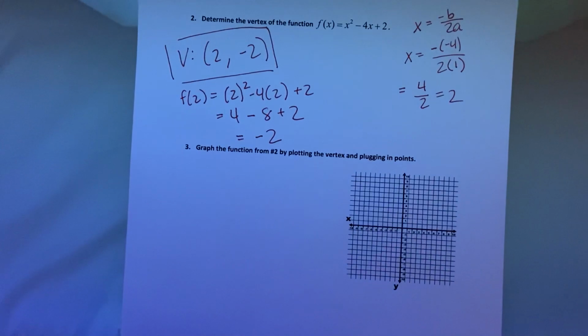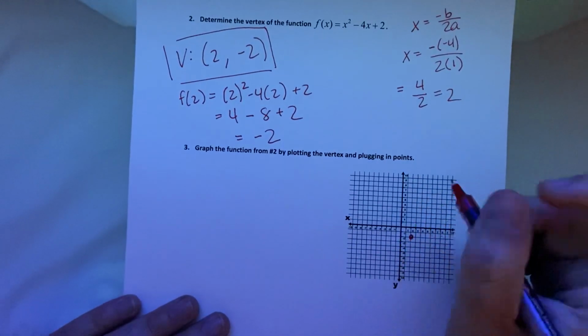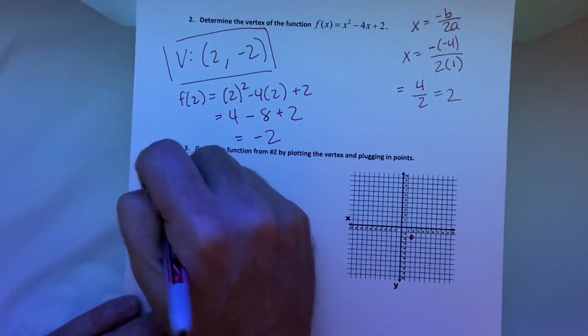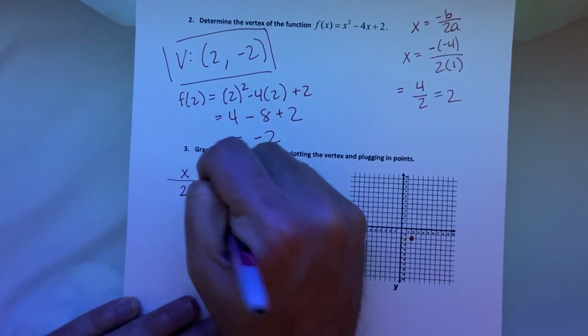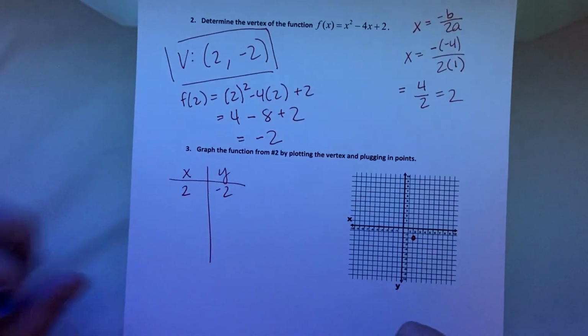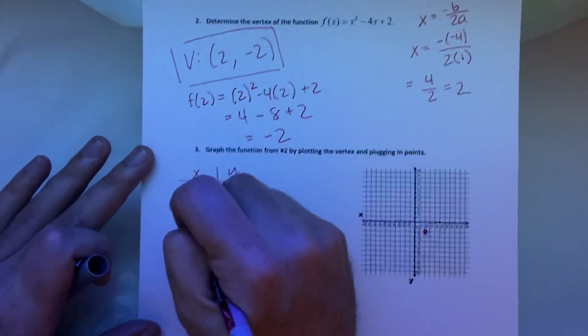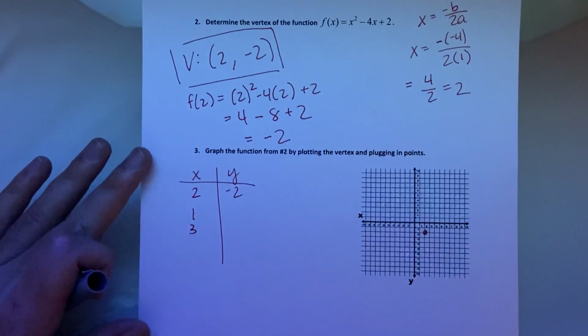It says graph the function from number 2 by plotting the vertex and plugging in points. So we know we have the point 2, negative 2. Because it's positive in front of the x squared, we know it's opening upward. But if we just want to plug in points, we can use symmetry to our advantage. What's near 2? 1 or 3. And because of symmetry, they're going to have the same value.